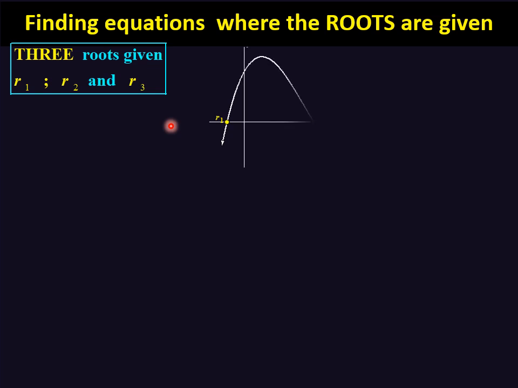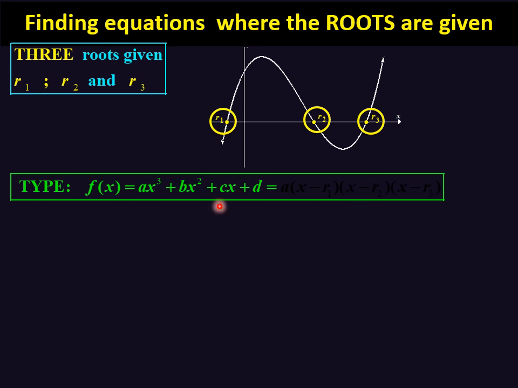Let's look at it graphically. There we have a cubic function, there we have R1, and you can see there's R2 and there's R3. Being a cubic function, this is the standard form of a cubic function, consisting of 4 terms: ax³, bx², cx and d. Now because I have a coefficient of a, I can have a times (x minus the 1st root), (x minus the 2nd root), (x minus the 3rd root). Okay, let's look at an example.